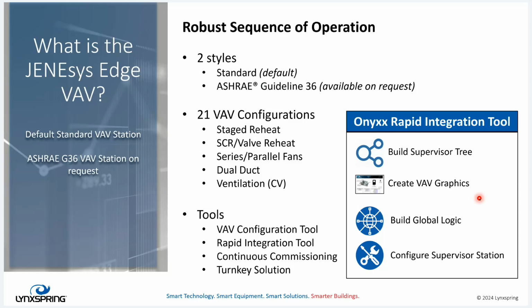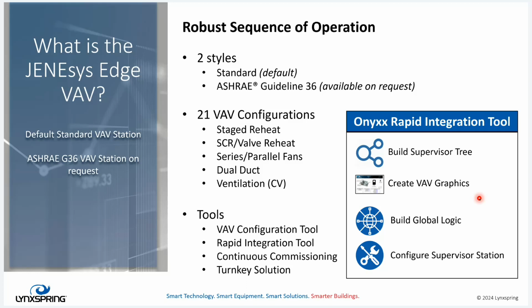Regardless of the sequence of operation, we are utilizing 21 possible VAV configurations, including staged reheat, SCR or valve, support for series and parallel fans, dual duct, and ventilation, which is constant volume. So all those are supported.